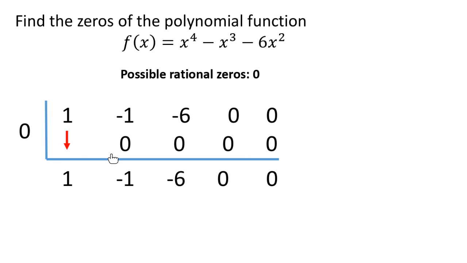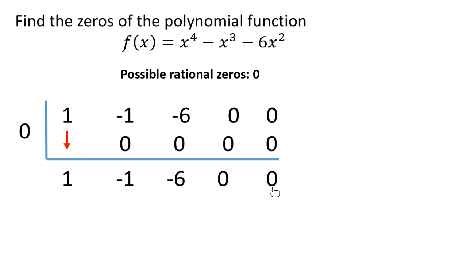So 0 times 1 is 0, plus a -1, -1. -1 times 0 is 0, plus a -6, -6. Times 0 is 0. Okay, so I have a 0 here. Is that a good thing or a bad thing?